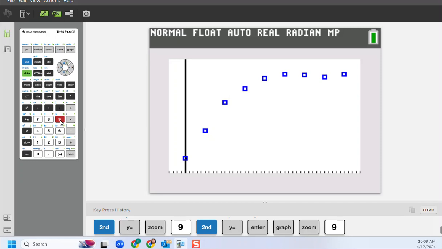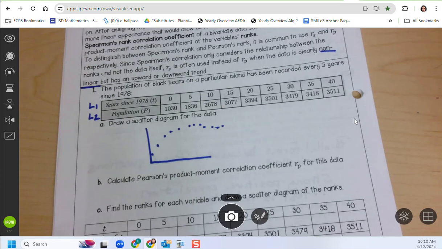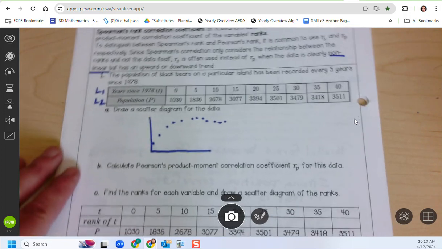Okay. All right, so we're going to do a quick sketch of this graph. Would you say that that looks linear? No. Does not look linear, which is good, because it means we get to practice our Spearman's rank. Okay, so I probably put too many points in there, but I just wanted to get the shape of the graph in there, so you should get that as well.